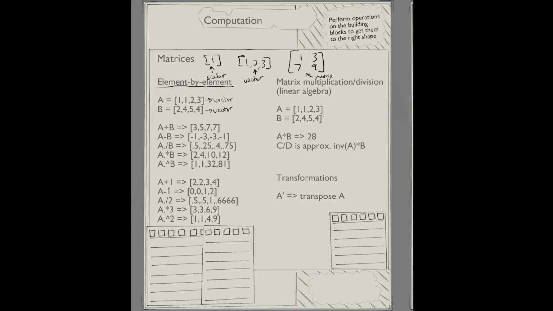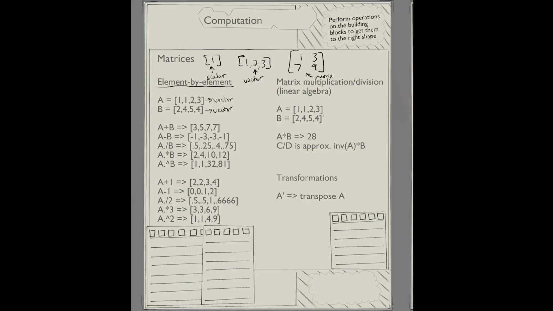All right, you can also add, subtract, divide, multiply, and raise to a power with scalars for matrices. So I can add 1 to this matrix. It'll just add 1 to everything in that matrix, subtract 1 from everything in that matrix, divide everything in that matrix by 2, and so on.